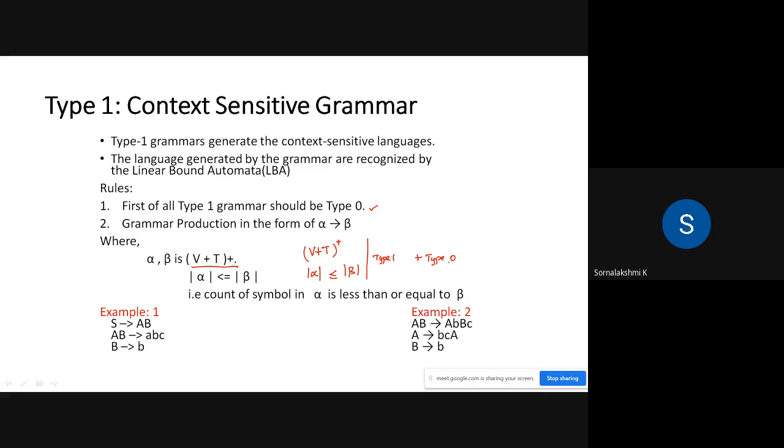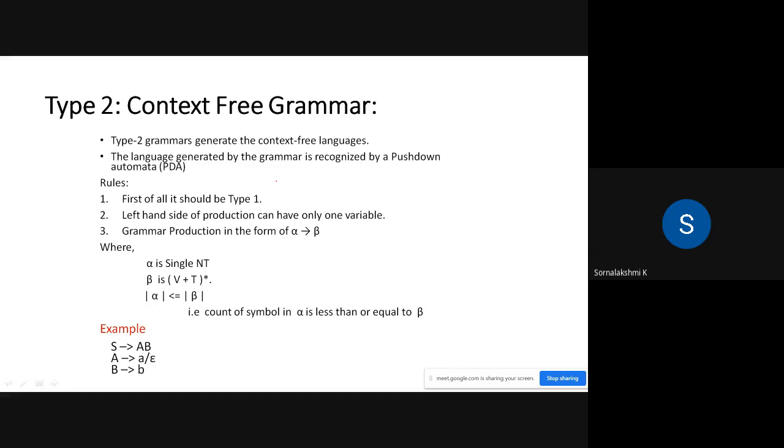So remember, one or more occurrence of variable or terminal, then modulus, that is, length of alpha should be less than or equal to length of beta. And other than that, the language generated is called context sensitive language, and it's accepted by linear bound automata. So these are the rules. It is becoming more strict now compared to type 0. Type 1 is strict. Compared to type 1, type 2 will be strict. We will be seeing type 2 extensively in this unit.